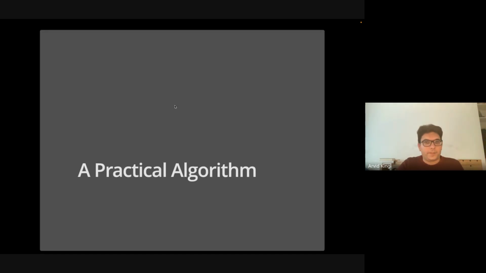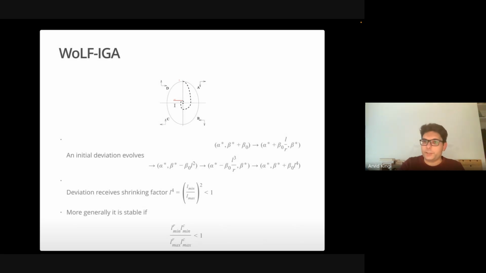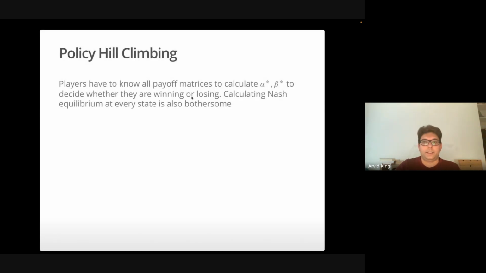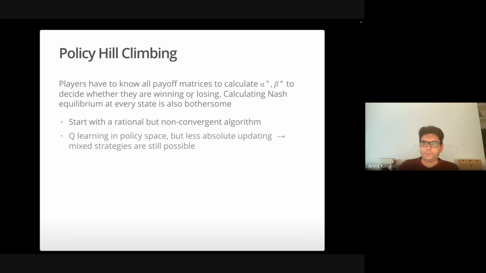How does it look in practice? Because one of the negative things was you actually have to know what your stable reference solutions are, right? Even though we know that in, say, zero-sum games there is definitely a Nash equilibrium and we can calculate it, it still kind of sucks that we have to do that. And in this practical algorithm, they start out with policy hill climbing. It's rational, but it's not convergent. But it has some nice property, namely that the policy that you learn is not a pure strategy anymore, but rather policy hill climbing already allows you to come up with mixed strategies.